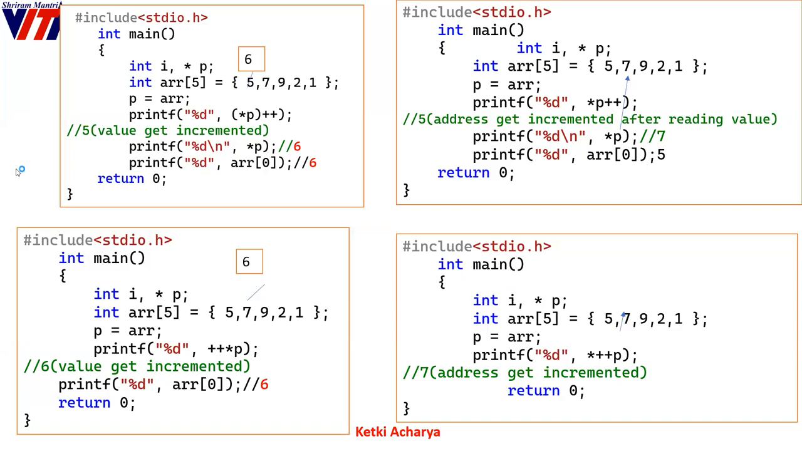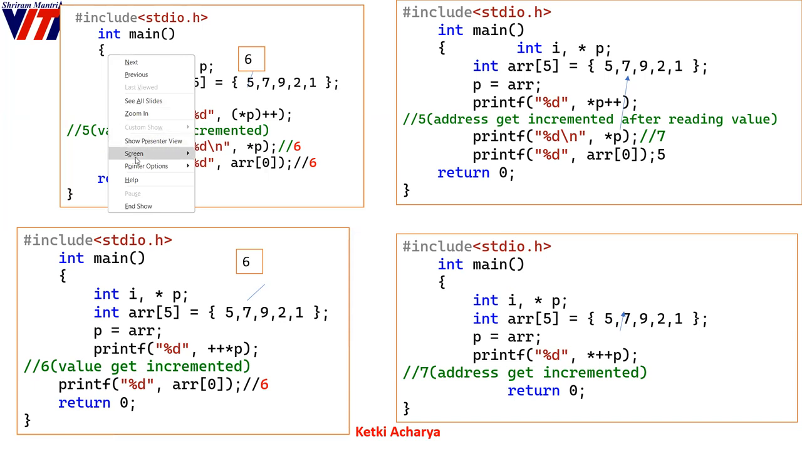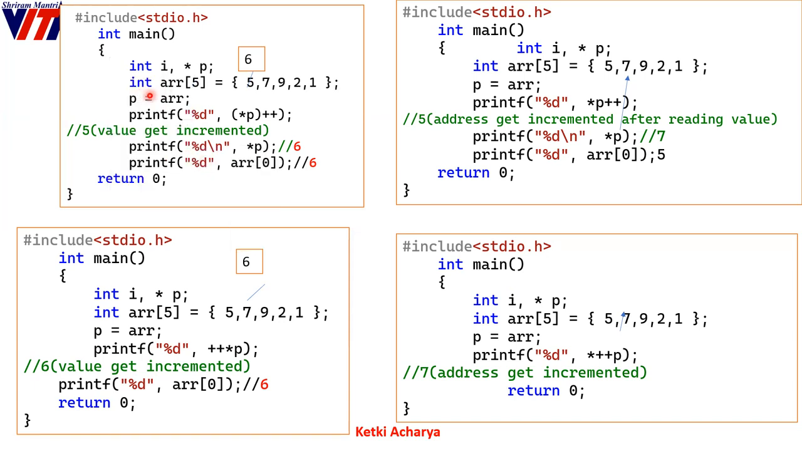In this video, we'll try to solve 4 programs together for better clarity. Let's see the left-hand side corner first program. Here you can see there are 5 elements in an array. And what we are doing is storing ARR into P.